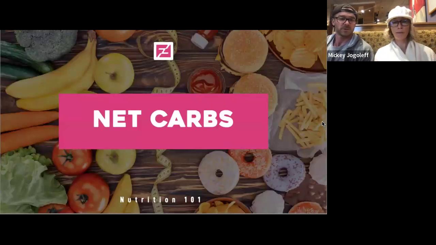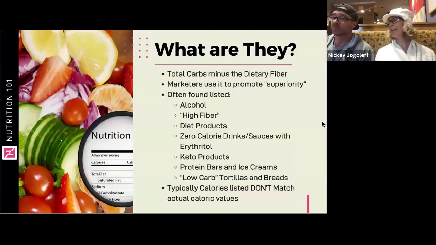All right, let's talk about net carbs. This is all the rage. It's a big one too. When it comes to the calorie difference, this is a major factor for the errors. So net carbs, what the heck are they?